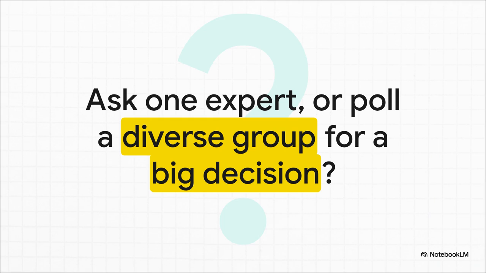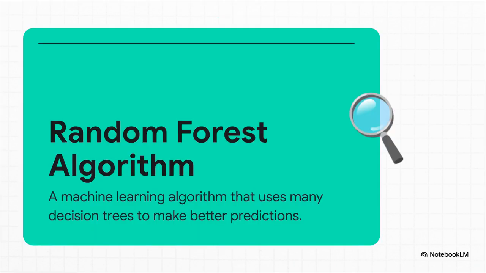When you're facing a really big decision, something important, do you go to just one person, a single expert, and take their word as gospel? Or do you ask a bunch of different people, friends, family, colleagues, to get a whole range of opinions? Yeah, most of us go with the group, right? Because we're tapping into the wisdom of the crowd. And that right there is the core idea of a random forest.